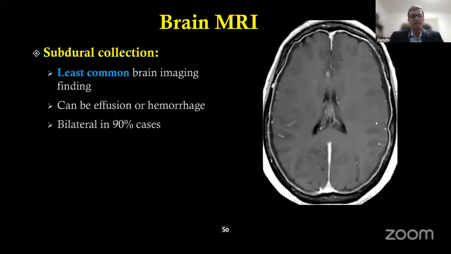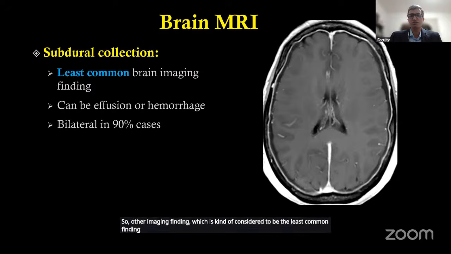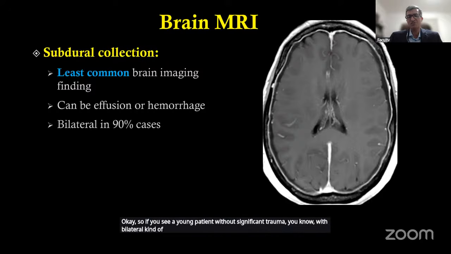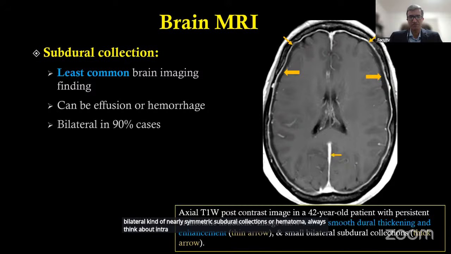So the other imaging finding, which is considered to be the least common finding, is subdural collections or subdural hematoma or effusions. When they are present, they are usually bilateral in 90% of the cases. Only in 10% can they be unilateral. Okay. So if you see a young patient without significant trauma, with bilateral, nearly symmetric subdural collections or hematoma, always think about intracranial hypotension. Okay.